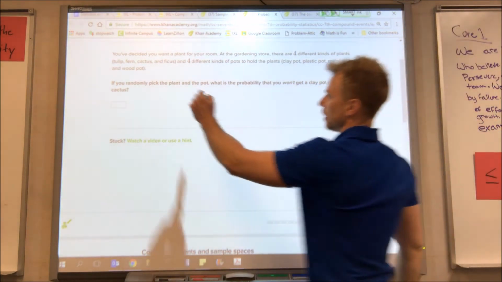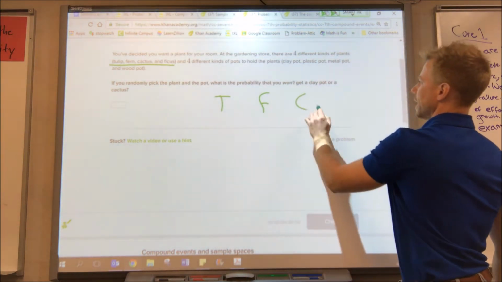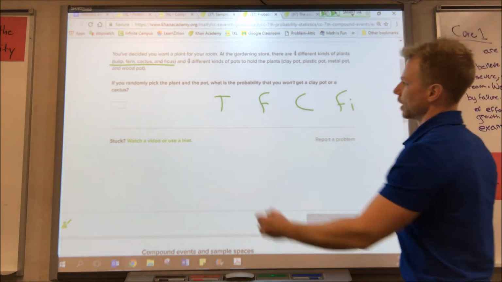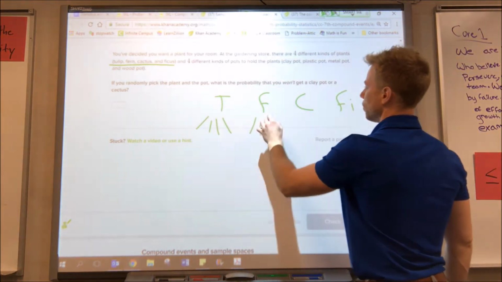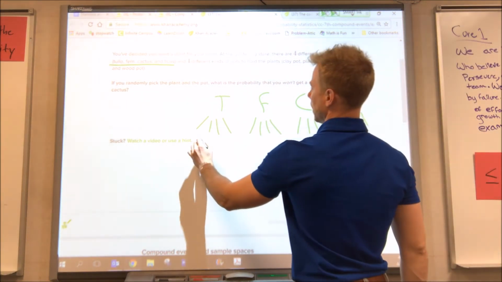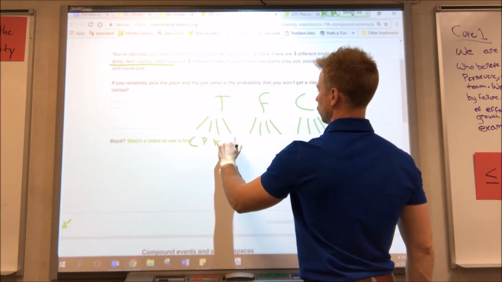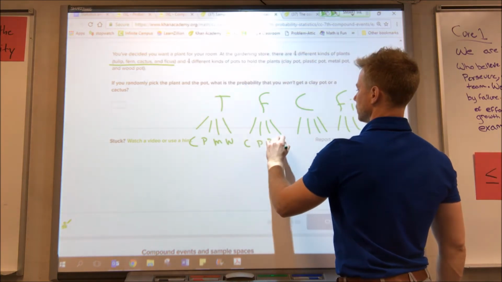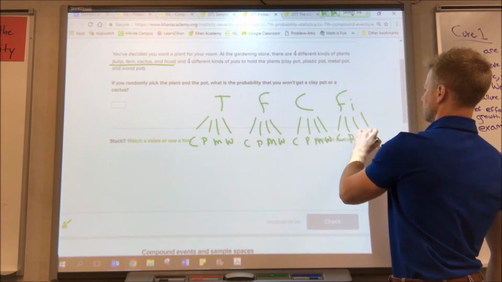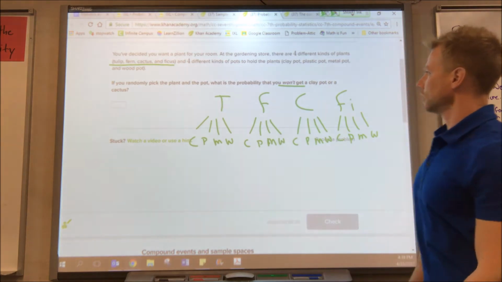So 4 different kinds of plants. We have a tulip, a fern, a cactus, and a ficus. There's 4 different pots. So under each one of these, we have 4 different pot choices. We have clay, plastic, metal, and wood. So we need to list that under each one of those. And then it says, what's the probability you won't get clay?